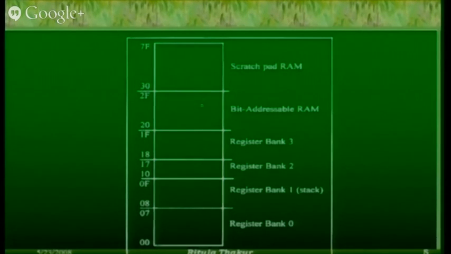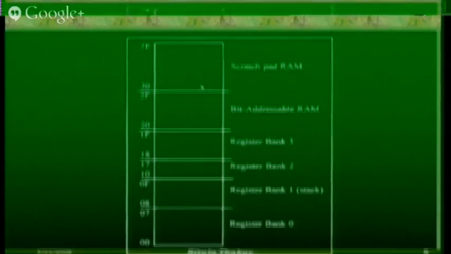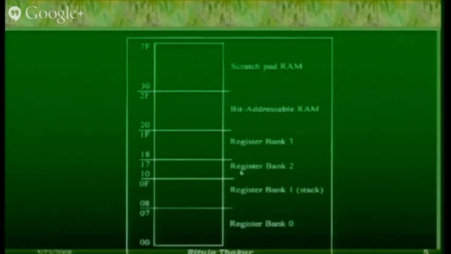Is this diagram clear? Because on-chip RAM allocation is very important when you're working on a controller.